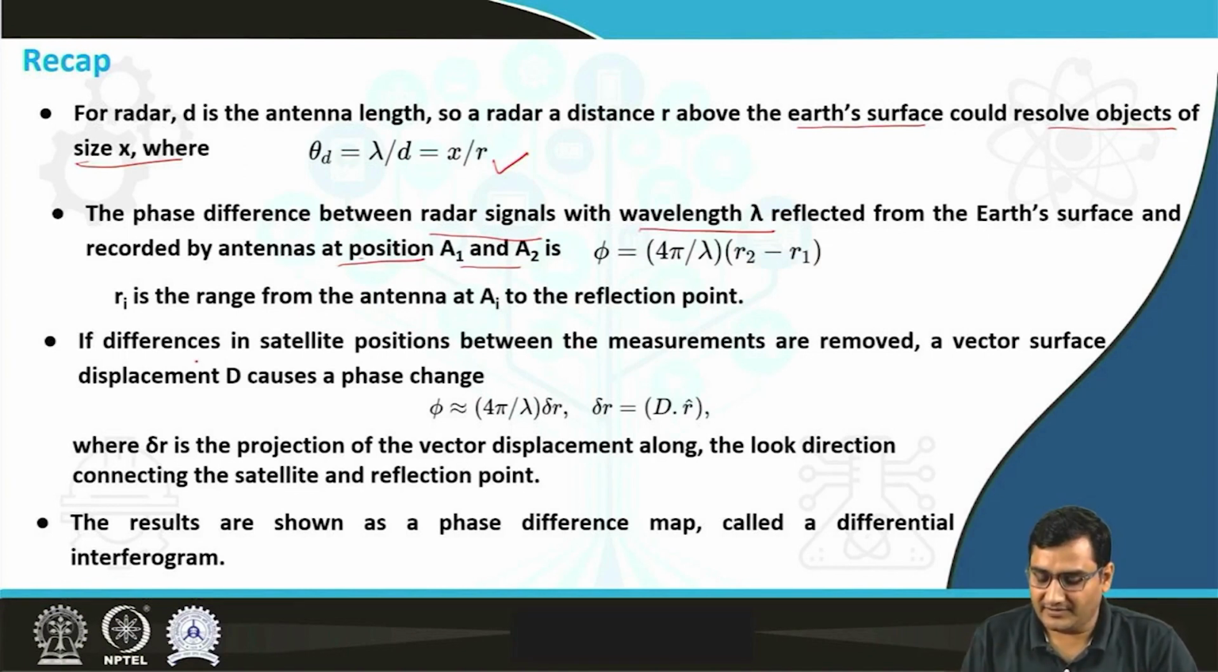If differences in the satellite positions between the measurements are removed, a vector surface displacement d causes a phase change, and this phase change will be approximately equal to 4 pi by lambda delta r, where delta r is d dot r cap. Delta r is the projection of the vector displacement along the look direction connecting the satellite and reflection point. The results are shown as a phase difference map called a differential interferogram.